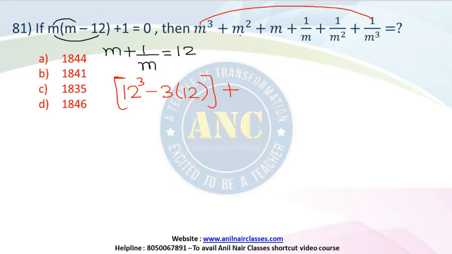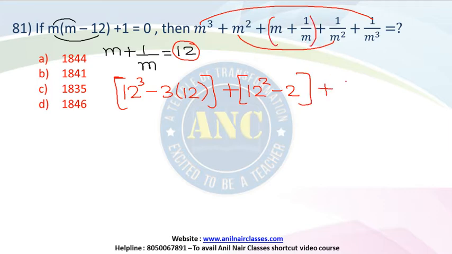Plus m square plus 1 by m square. If I know m plus 1 by m as 12, m square plus 1 by m square will be 12 square minus 2, so it is 144, plus m plus 1 by m, it is directly known as 12. See, it's very simple, sir. You should actually know the value of 12 cube, 1728 minus 36. You will get the answers, all those things, and you should simplify, but you don't need to if you are smart enough, because 12 cube unit digit is 2.